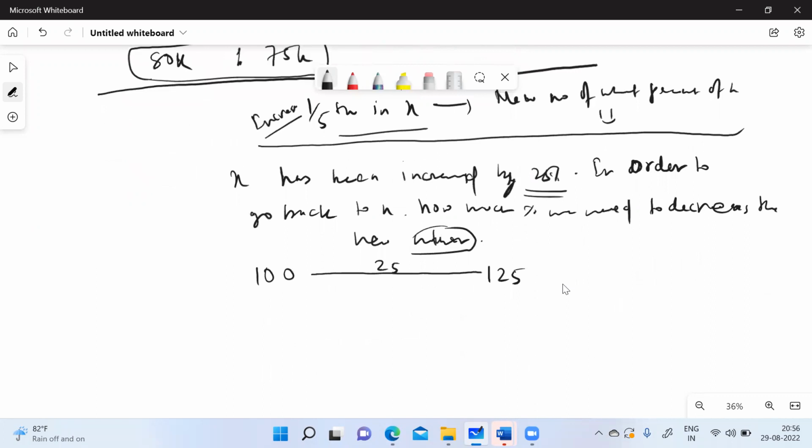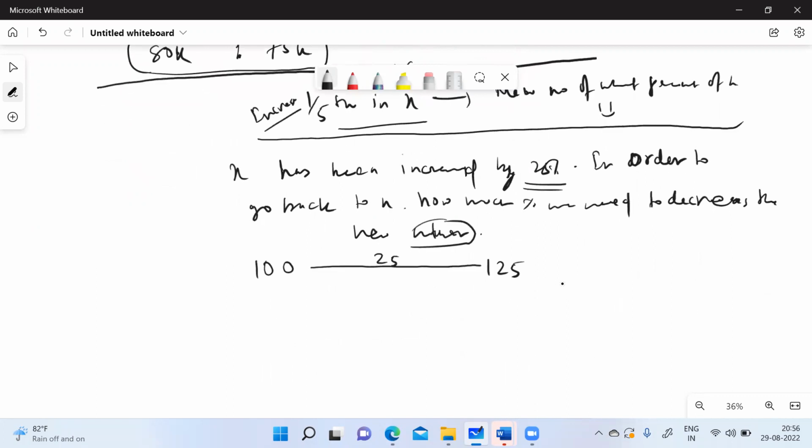Now if you want to go back to the previous number, of course the number that you need to decrease is 25 only, because if you want to reach back to 100, you have to subtract 25. But since they have asked how much percent we need to decrease, I told you that every percentage has two unique features. Every time there is a question to find percentage, there are two things that you need to find out.